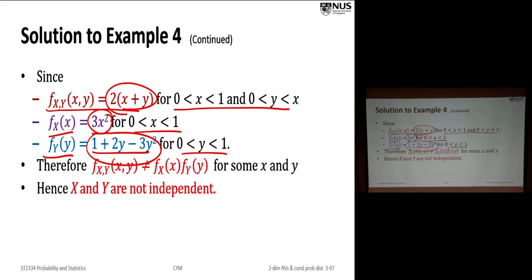But you can just use the method that I mentioned. I choose a point here. Remember, these are the joint PDF. I choose a point, any convenient point, and then work out what is f of x,y and what is f of x and f of y, and show that they are not the same. So long as you can find at least one point where f, the joint probability density function, does not equal f of x times f of y, then x and y are not independent. All right?